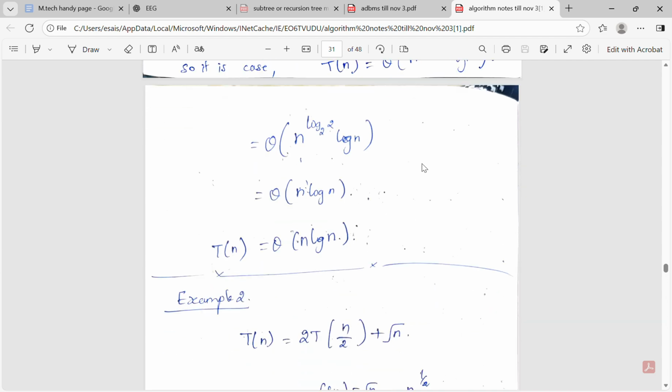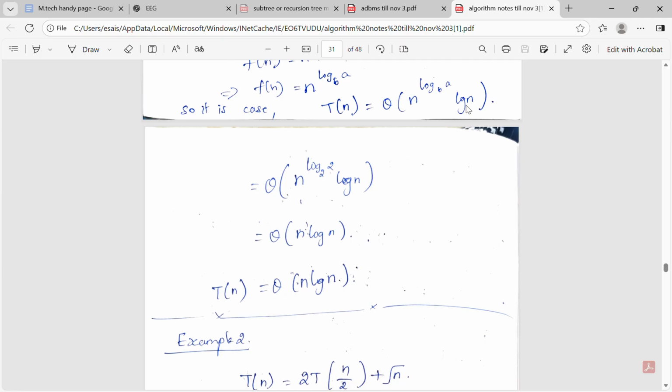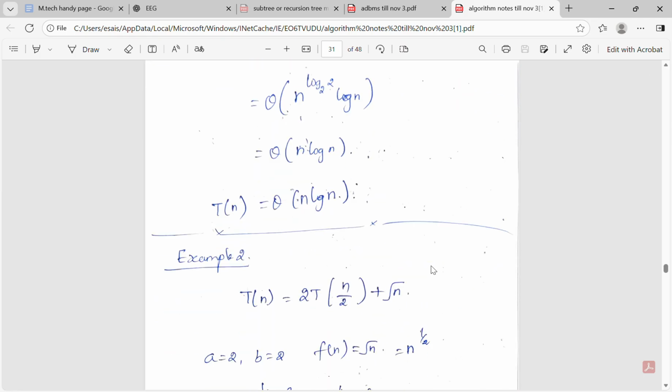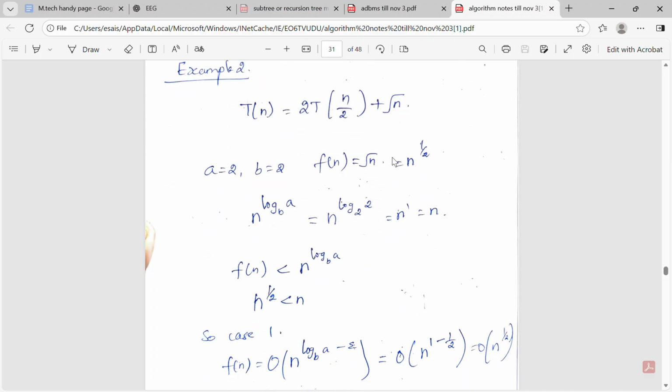If b and a values are different, then this may be different. The conclusion is theta of n^(log_b a) log n. We need to apply b comma a. In this problem, f(n) is root n, which we can write as n power 1/2. Here a equal to 2, b equal to 2. So we are comparing n^(log_b a), which is n power 1, but our f(n) is n power 1/2. So f(n) is less than n^(log_b a).